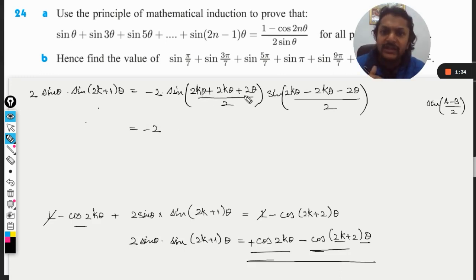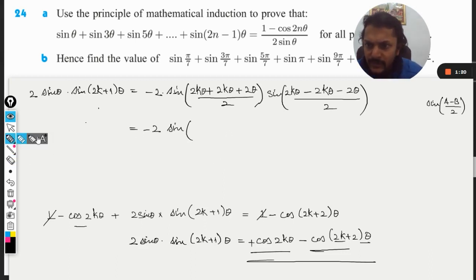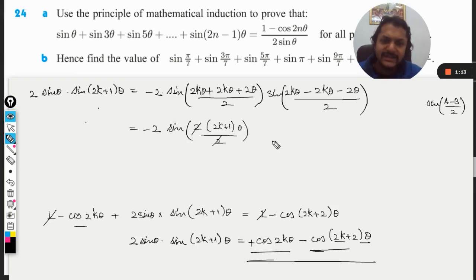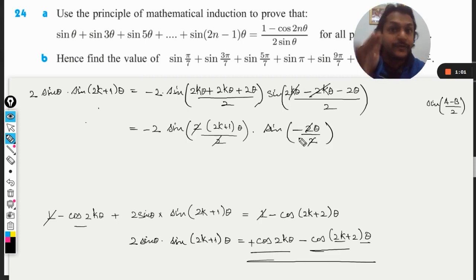So these are 4kθ plus 2θ. So 2 is taken out. 2 and 2 get cancelled. So I am getting (2k plus 1) into θ here. Okay. 2 is taken common like this. 2 and 2 get cancelled out. So this sin is giving us a negative value now. This and this get cancelled out. Minus 2θ divided by 2, so 2 and 2 get cancelled. So it is sin of negative θ.